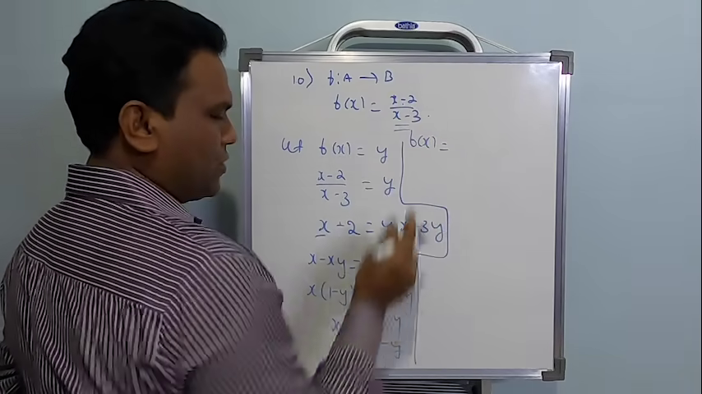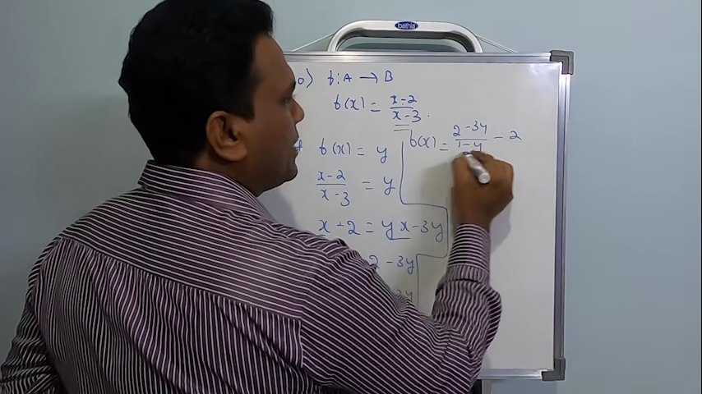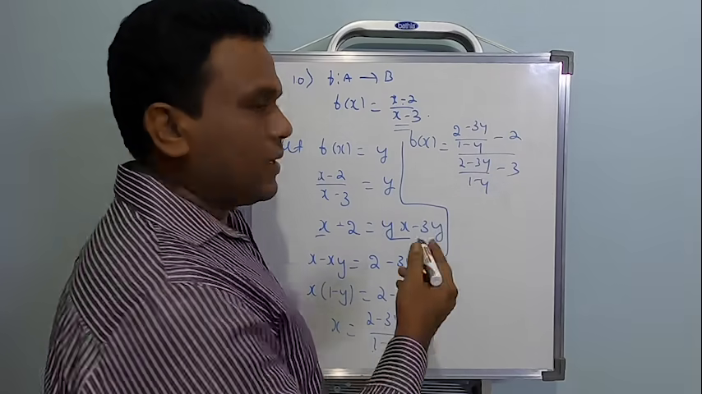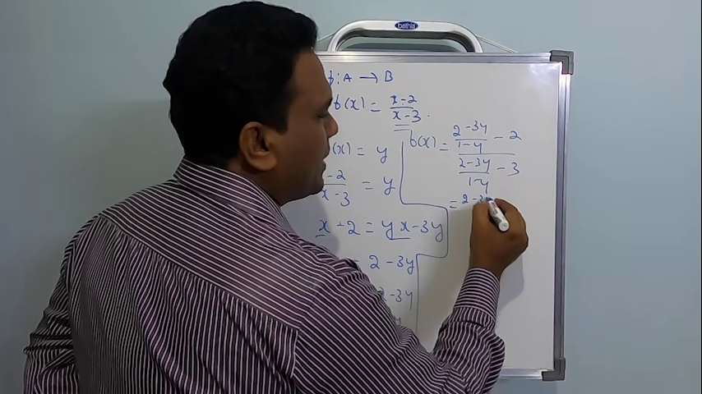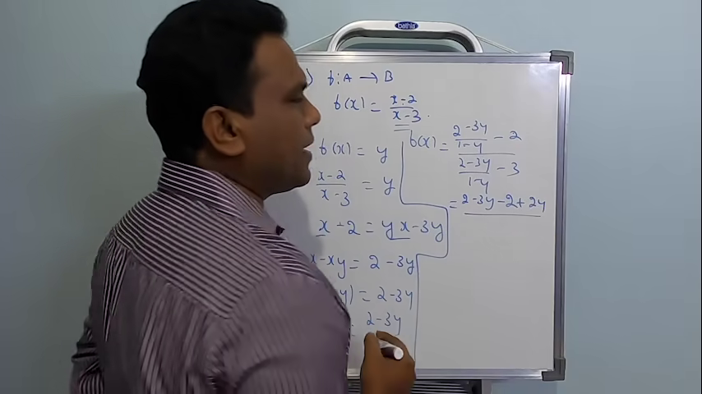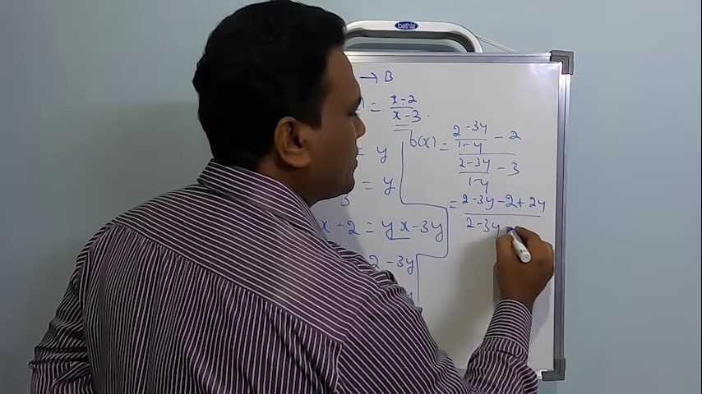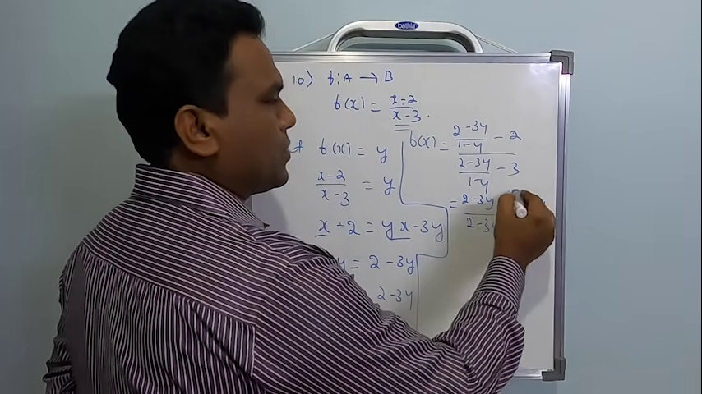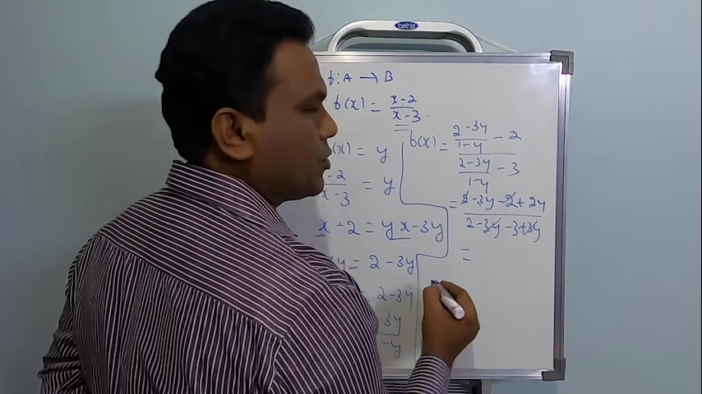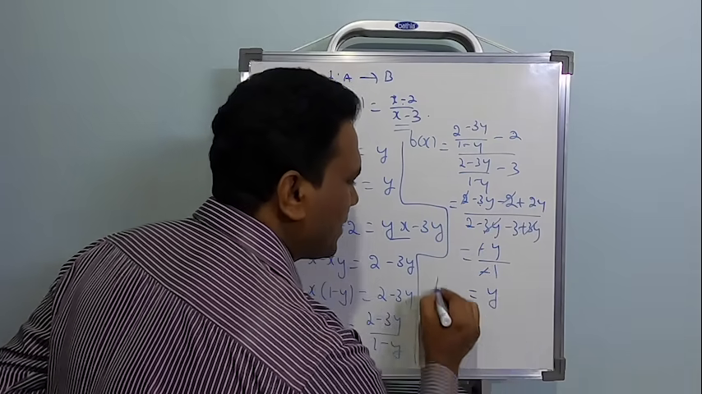So f of x equal to, in place of x I will write this, (2 minus 3y) by (1 minus y) minus 2, over (2 minus 3y) by (1 minus y) minus 3. So we will take LCM and simplify it further. 2 minus 3y, and 1 minus y will be multiplied here, so minus 2 plus 2y. And in the denominator, once again LCM: 2 minus 3y plus minus 3 plus 3y. So I'm going to cancel this, and this also will be cancelled. Minus 3y plus 2y is minus y, 2 minus 3 is minus 1. Eliminate this. What's the remaining?